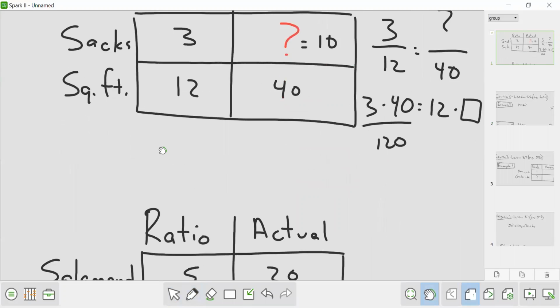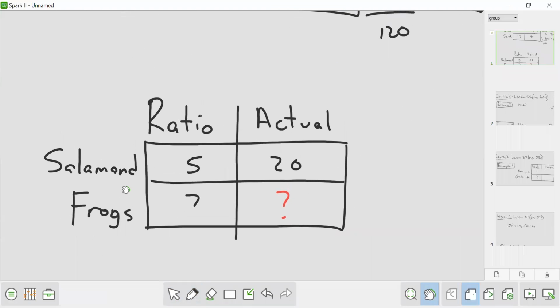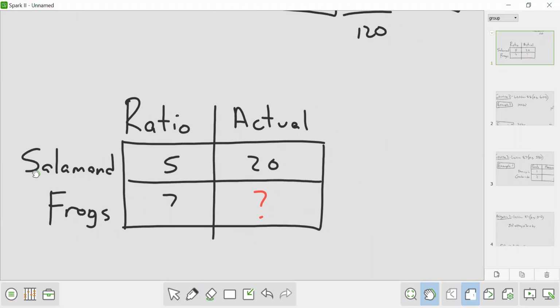And let's look at the other example. This was example 1 in the book. It says the ratio of salamanders to frogs was 5 to 7. So notice I've got them labeled here. Salamanders to frogs, 5 to 7. All right? And then it says, if there were 20 salamanders, how many frogs were there? Well, I know 20 over in the salamander column. So how many frogs are there?